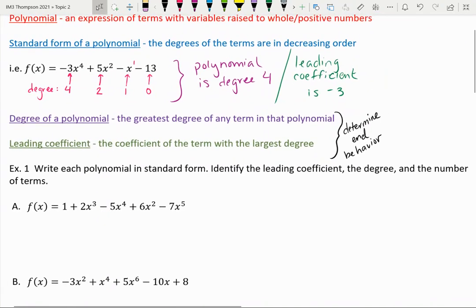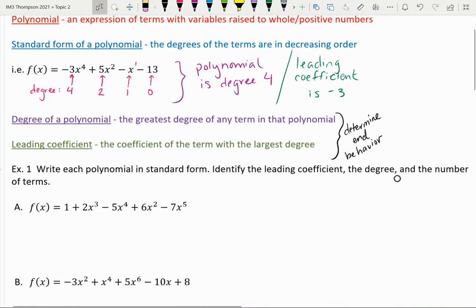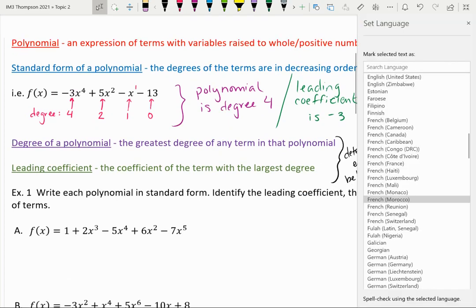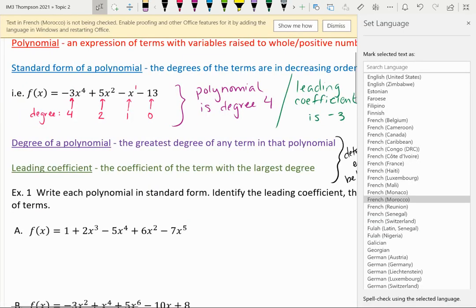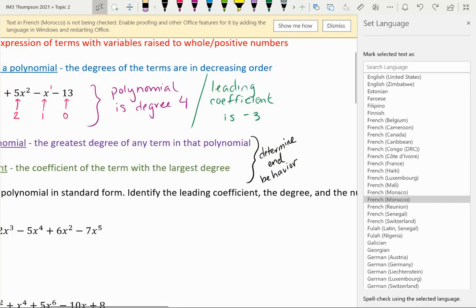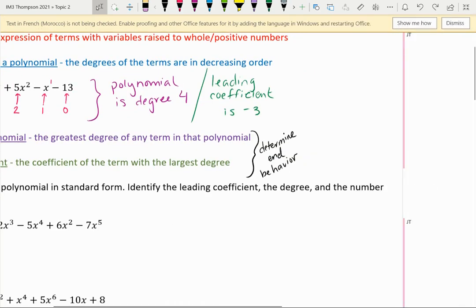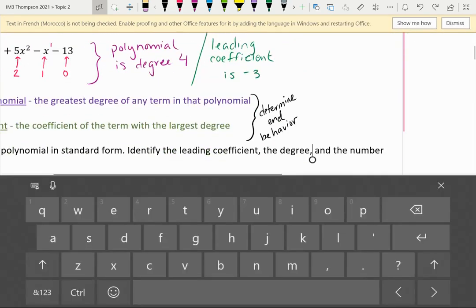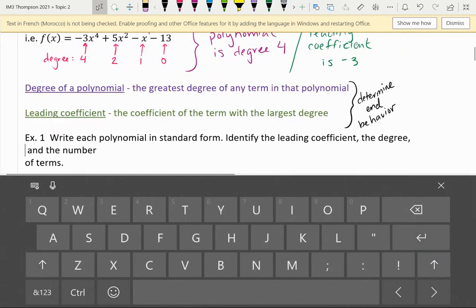These directions are getting cut off. Let's see if I can fix it. Oh no, I don't want that. Whatever I just did. Don't change my language. That's what I wanted.